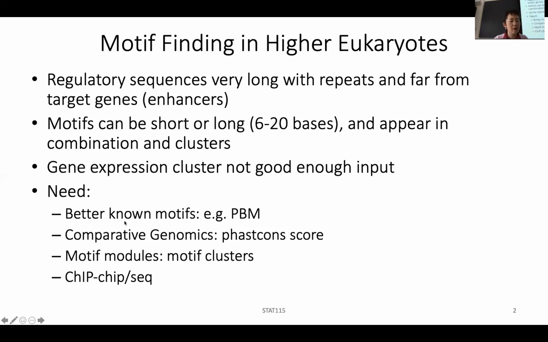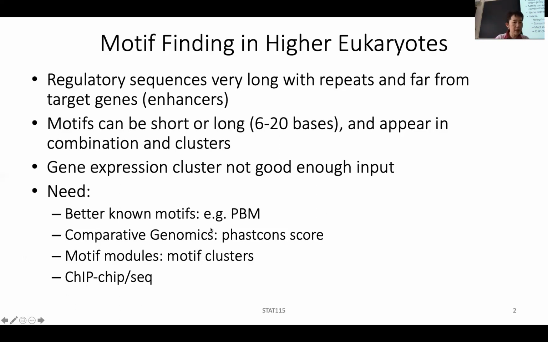And so in order to do motif finding in higher eukaryotes, people look at, first of all, over the last 20 years, there are more and more known transcription factor motifs that are experimentally derived. People start to look at comparative genomics to look at sequences that are conserved. They start to look at the motif modules for motifs that are clustered within a short range of each other. And then they do ChIP-seq. So let's go over each of them.